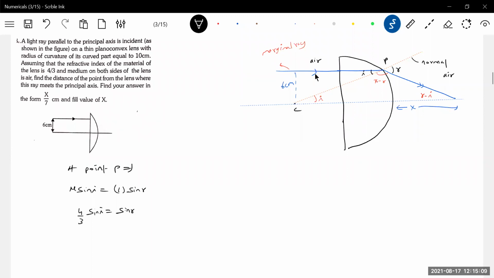Do we know i? Radius of curvature is given. So what is the radius of curvature? Shall we call this R? And we know the triangle, so sin i we can calculate very easily. Sin i equals 6 by the radius of curvature, which is how much? 10. So 3/5. 4 into 3/5, sin r will be 4/5. Anybody know the value of r? 53 degrees. Now we have to calculate that x.